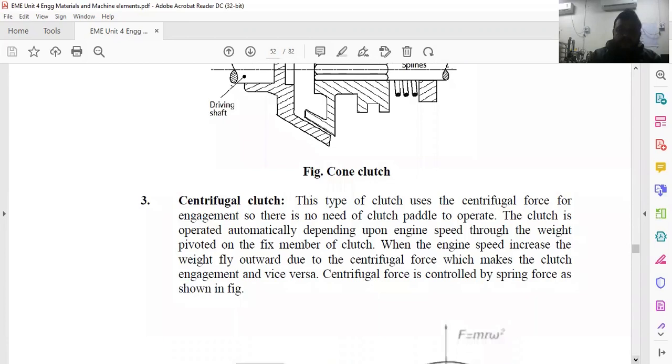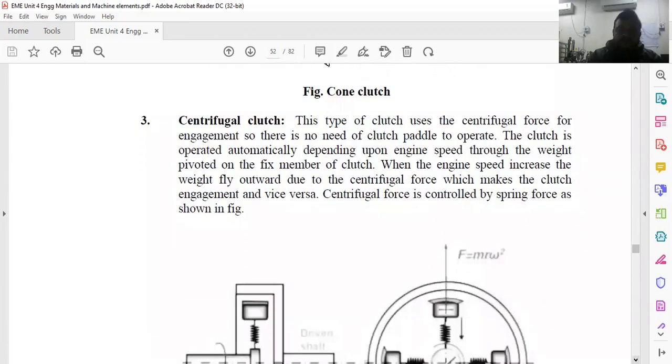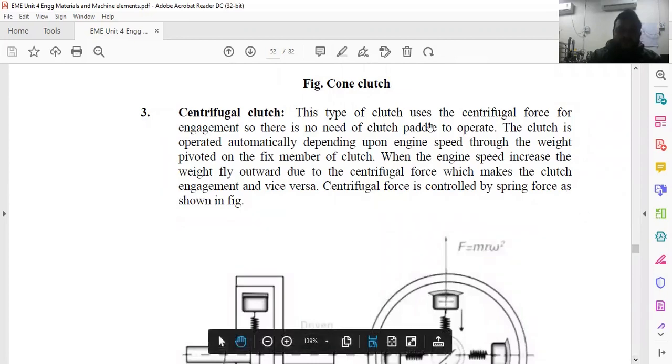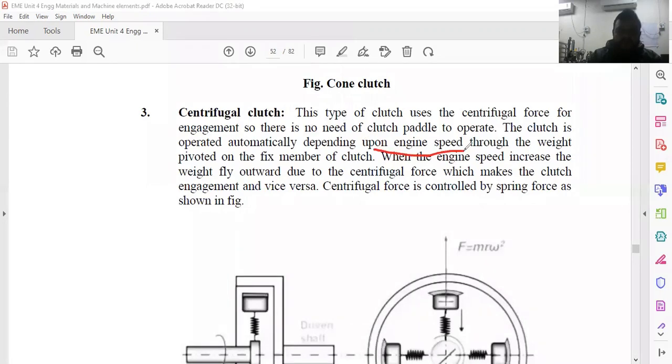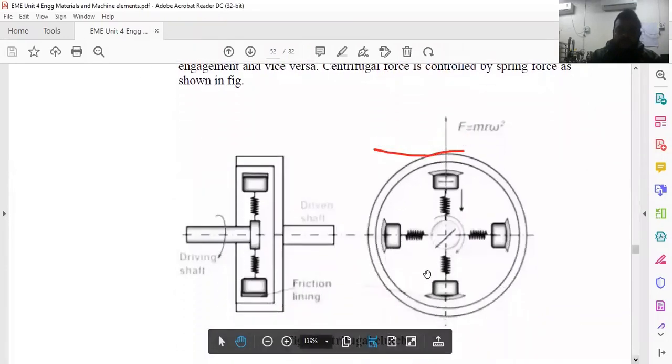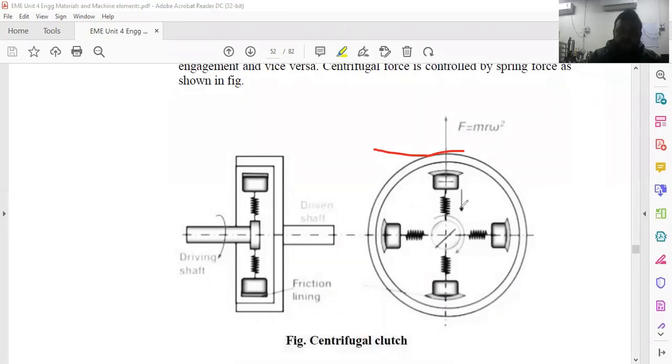Then you have to see the centrifugal clutch. So centrifugal clutch is normally or mostly used in automobiles. Basically it depends on the engine speed. Okay, so what happens here, this type of clutch uses the centrifugal force to be applied over the friction plate by means of the spring. So this wheel, you can see this wheel is rotated. Okay, this wheel is rotated, and when it is rotated, the spring force provides the load outside.